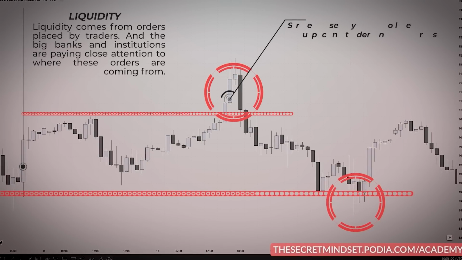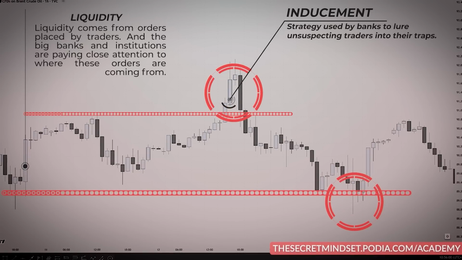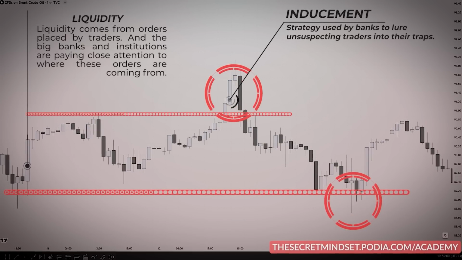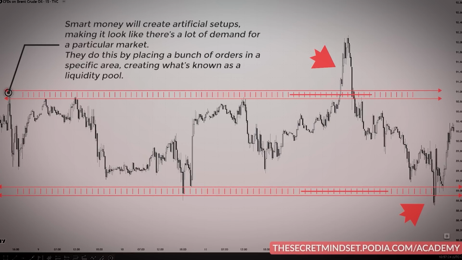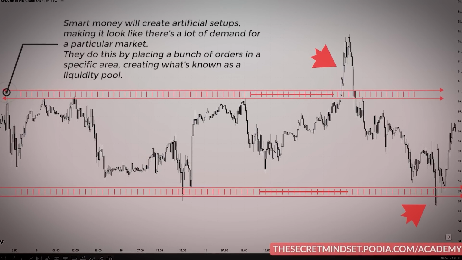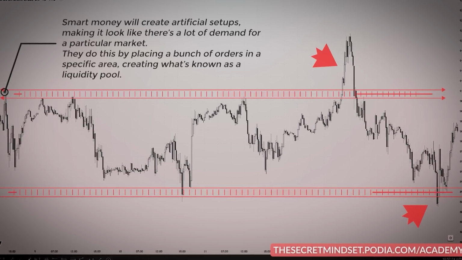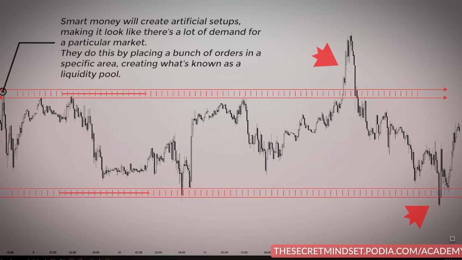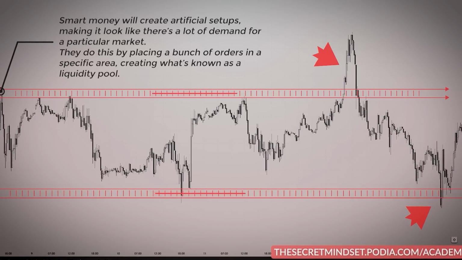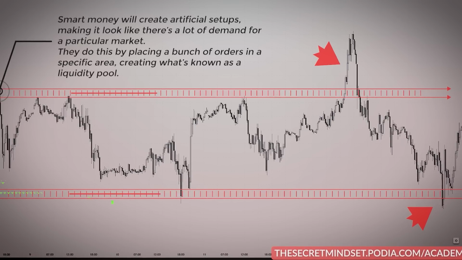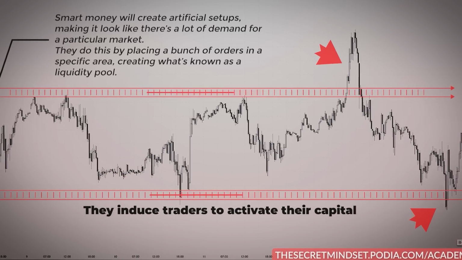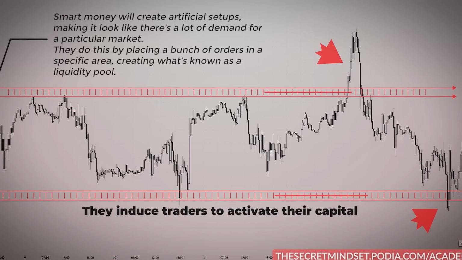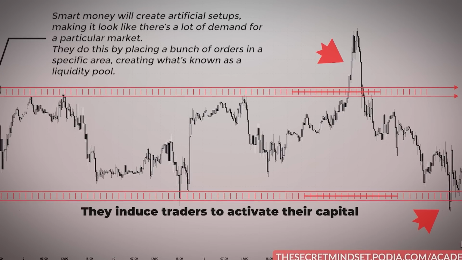You see, banks use a simple strategy called inducement to lure unsuspecting traders into their traps. They'll create artificial setups in the market, making it look like there is a lot of demand for a particular market. And they do this by placing a bunch of orders in a specific area, creating what's known as a liquidity pool. They want to induce traders to activate their capital. In other words, they want you to place your orders in that area so they can take your money.